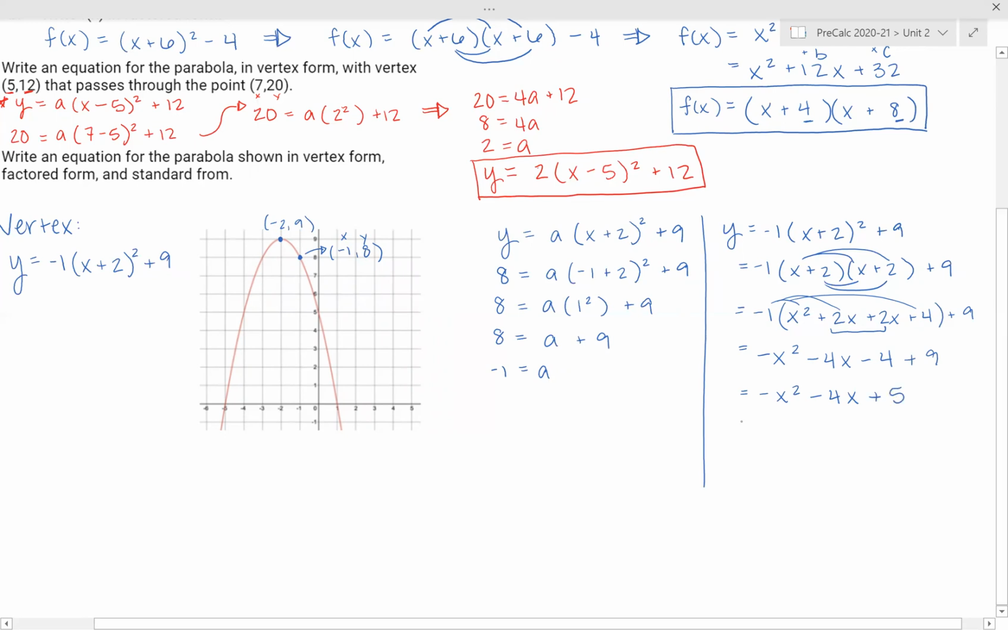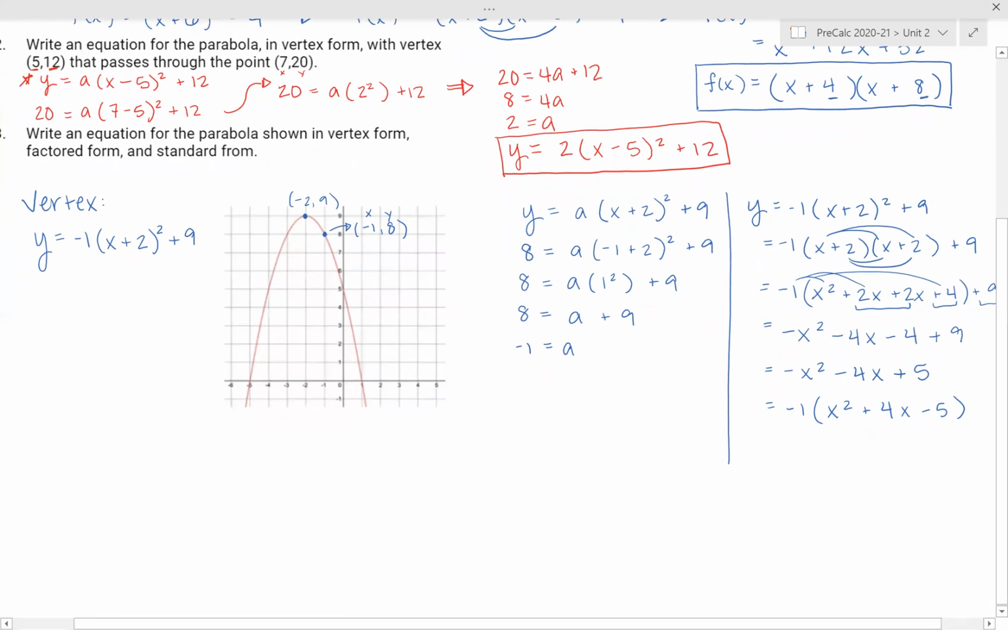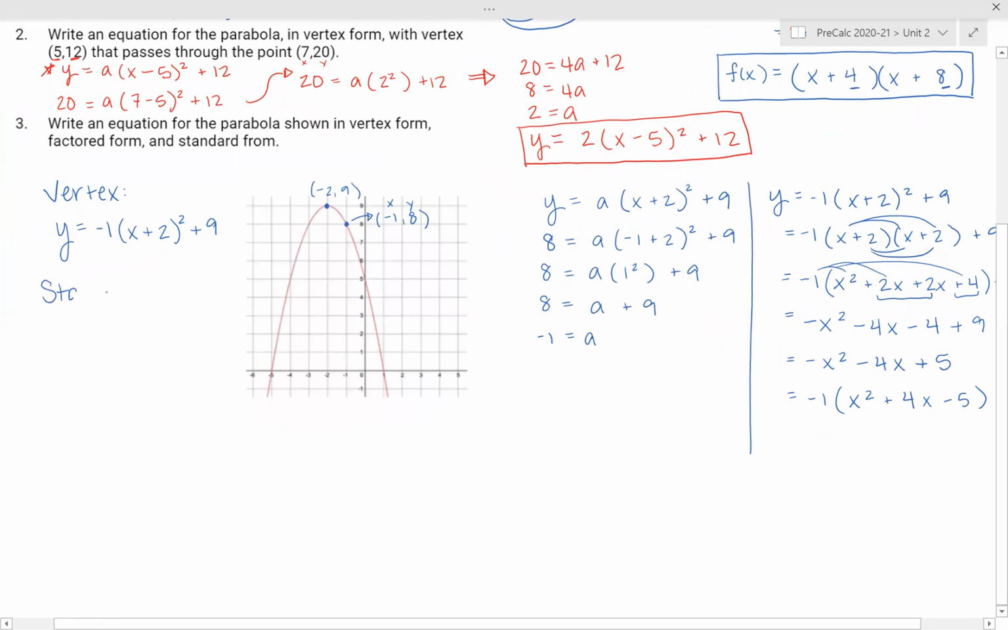Okay, now that I'm at the very end, I do think I will factor that negative back out. The reason I multiplied it in was because I wanted to make sure I was combining those like terms correctly, right? I want to make sure I have the correct sign with things inside the parentheses before I combine them with anything on the outside. So my standard form then would be y equals, or f of x equals, -1 times x squared plus 4x minus 5.